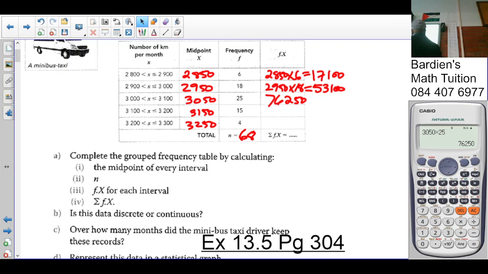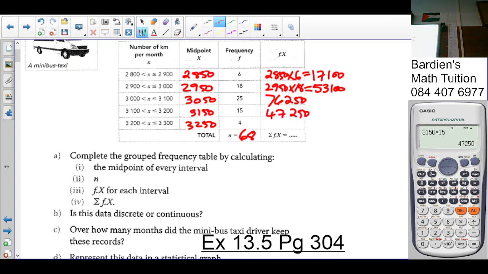Yeah, but that's a lot. The next one is 3,150 multiplied by 25. Sorry, 15. I'm looking at the wrong column. 47,250. 3,250 multiplied by 4 will give you 13,000.